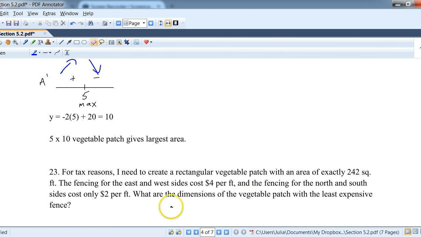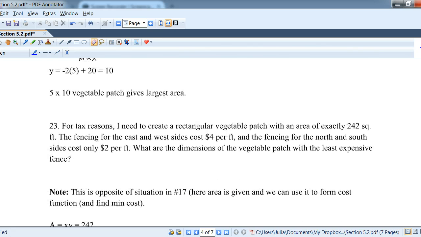Now, what if we reverse the situation and we're given the area and we're trying to minimize the cost? Similar to the previous problem. For tax reasons, I need to create a rectangular vegetable patch with an area of exactly 242 square feet. Again, the fencing for east and west costs $4 per foot, and the fencing for north and south costs only $2 per foot. What are the dimensions of the vegetable patch with the least expensive fence?